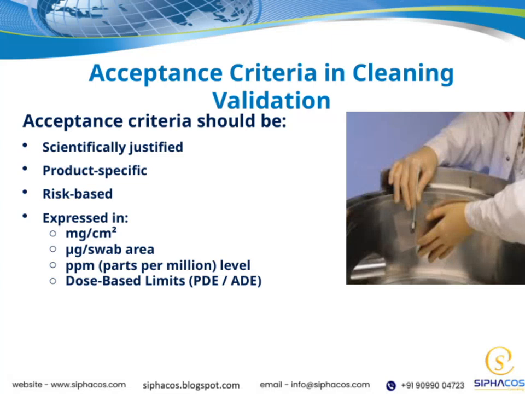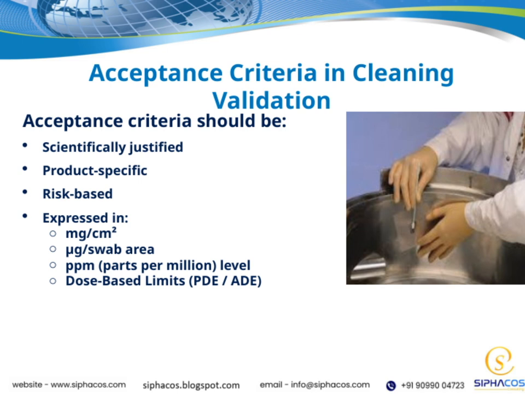Let's take a closer look at what acceptance criteria should really include. First, they need to be scientifically justified, meaning they are based on solid data and understanding of the product and process. This ensures we're setting realistic and meaningful standards. Next, they should be product-specific, tailored specifically to the particular product we're validating. This helps us address any unique risks or characteristics.